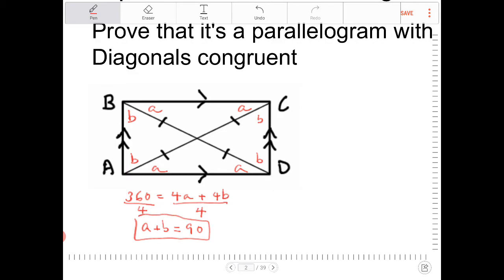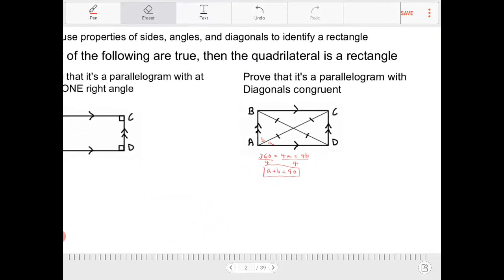What I've just demonstrated to you is that each of the corners must measure 90 degrees, because each of these make up A and B. So each of the corners must equal 90 degrees. And what do we know? Hey, it's a parallelogram with one right angle. So you see how I'm going in circles here? If I have a parallelogram with congruent diagonals, that is actually sufficient to prove that this quadrilateral is in fact a rectangle.